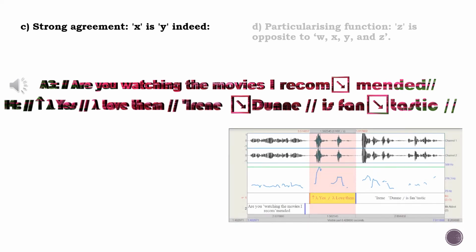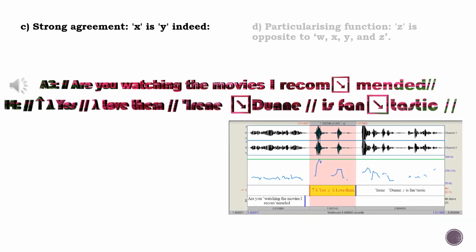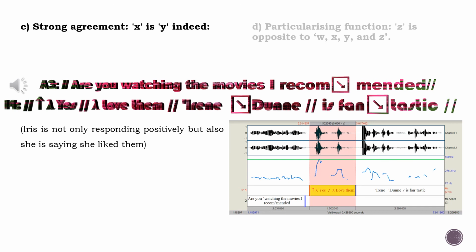So you can see here in the Pratt graph there, and there is an explanation. So the speaker produces the elicitation for information, and Iris responds that she agrees that she has seen that, but expresses it in a different way. She has not only seen them, but she has loved watching the movies.